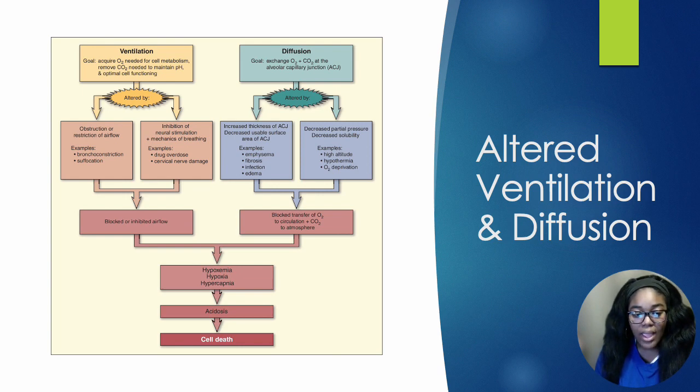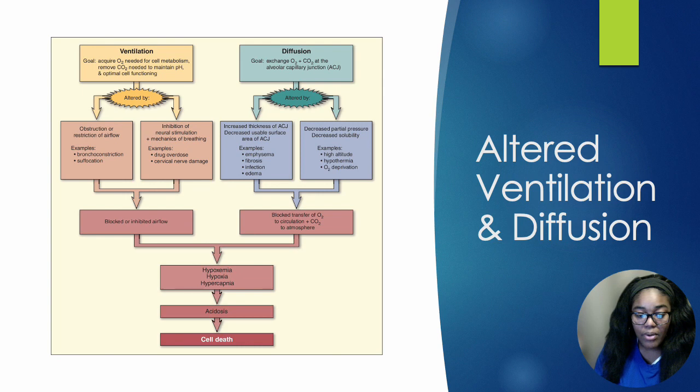So either way, if you have an obstruction or if you have an alteration in your brain mechanisms or the neural stimulation of your respiratory system, both of these result in blocked or inhibited airflow, which could then result in hypoxemia, where your blood does not have enough oxygen in it. It can result in hypoxia, where you're now not having enough oxygen in the body to go around. And then you can have hypercapnia, which is the elevation of CO2 in the body.